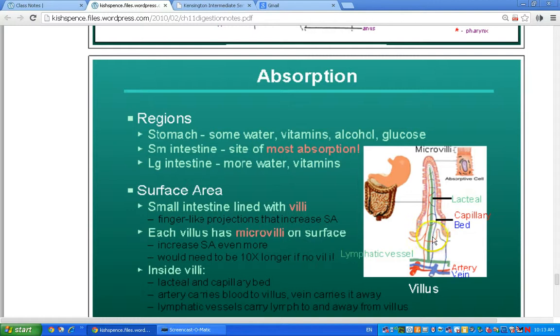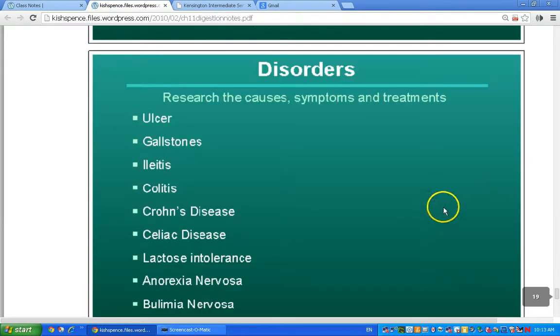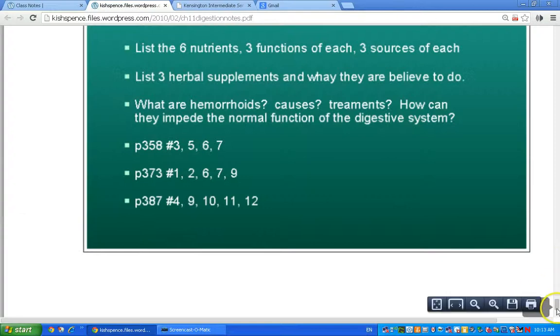Inside of each villus, this is something you could draw pretty simply, so we'll probably go over a sketching class. But inside of each villus, there's this green vessel called a lacteal. Oh, darn. Gosh, this is sensitive.